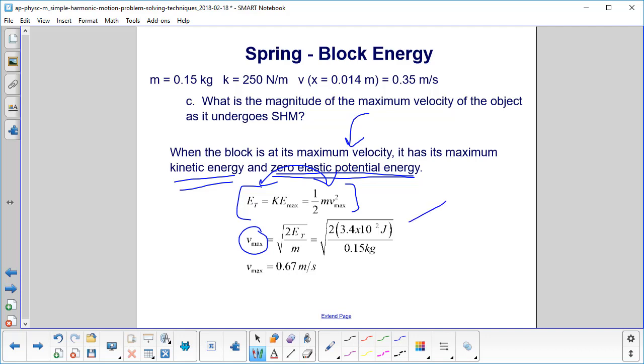We substitute in our numbers, and we found the total energy a couple slides ago, and we find our maximum velocity will be 0.67 meters per second.